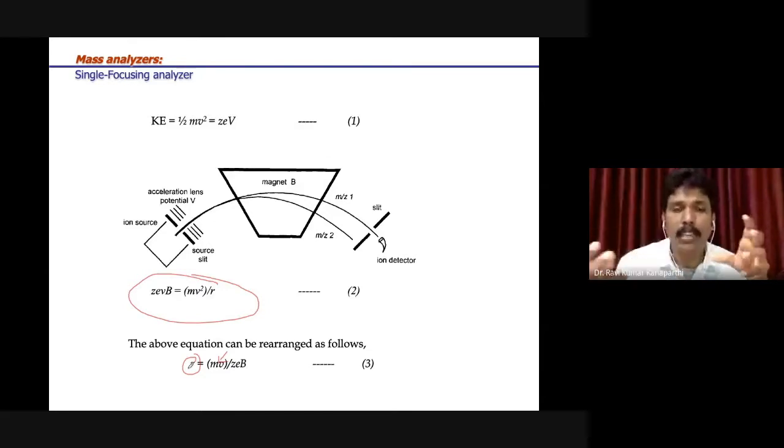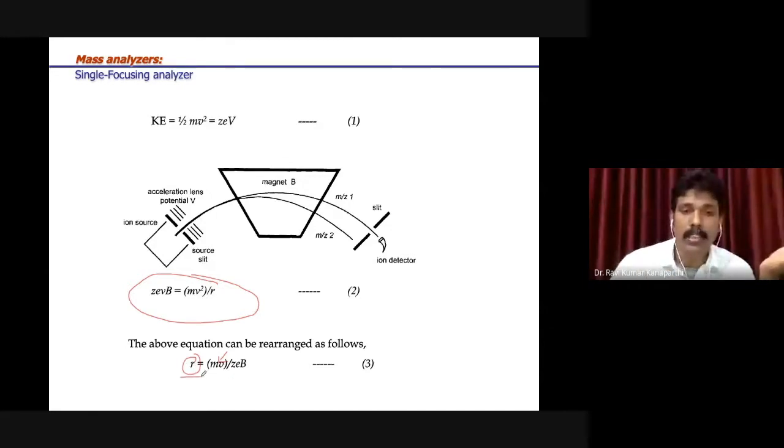Okay, so the radius depends upon the momentum. It really makes sense, right? Because particular ions will have a particular mass and particular charge, that means they will have a unique momentum. Therefore, each fragmented ion will take a different circular path. That's what this equation says.